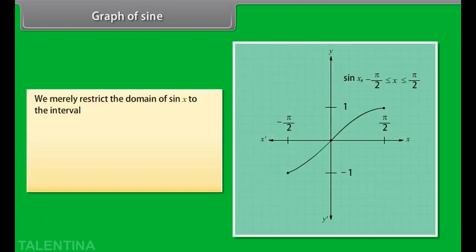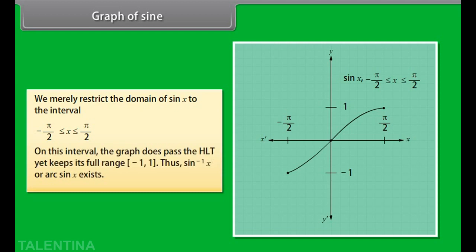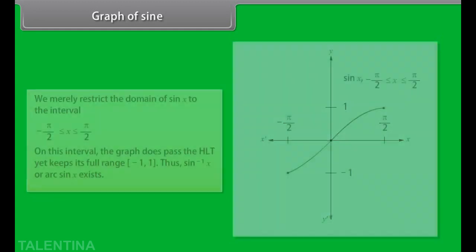Easily, we merely restrict the domain of sin x to the interval minus pi by 2 less than or equal to x less than or equal to pi by 2. On this interval, the graph does pass the HLT, yet keeps its full range -1 to 1. Thus, sin inverse x or arc sin x exists. This is not the graph of sin inverse x. It is merely the part of the sin x function that is used to graph the inverse sine function.